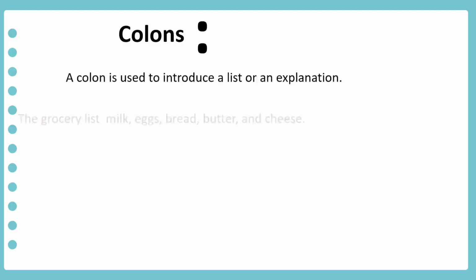A colon is a punctuation mark that is made up of two dots placed vertically. Colons can be used in a variety of ways, but they are commonly used to introduce a list. For example, the grocery list: milk, eggs, bread, butter, and cheese.